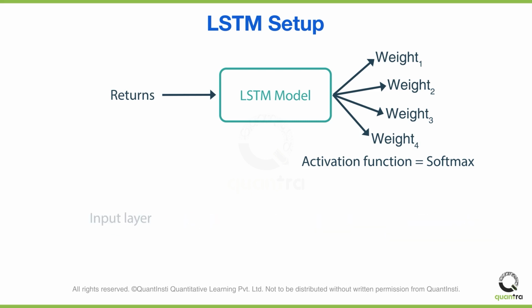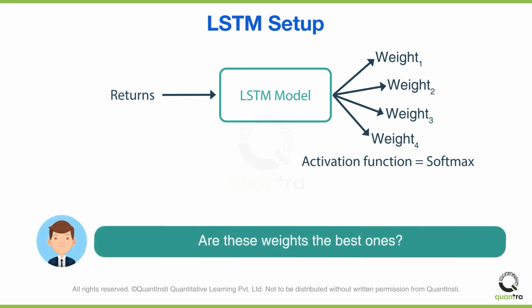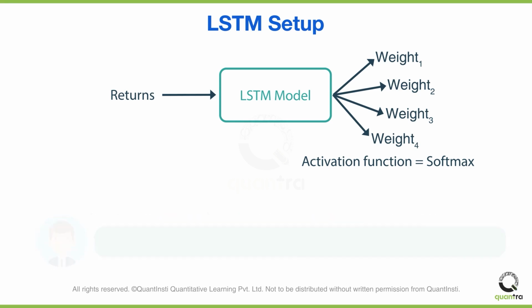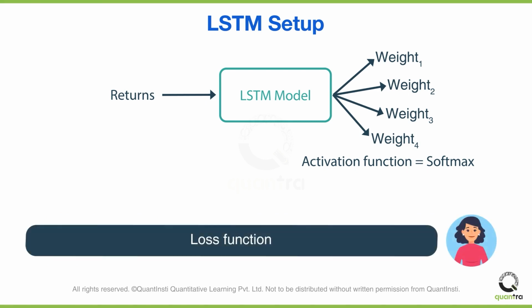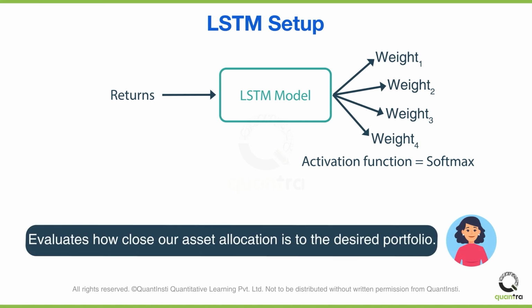In addition to input and output layers, you can also have hidden layers added to the LSTM network. The input data from the input layer passes through hidden layers, and then to the output layer to calculate the weights of the assets in the portfolio. How will the model learn if these weights are appropriate or not? This is where the loss function comes into play. The loss function helps to evaluate the weights calculated by the LSTM network.